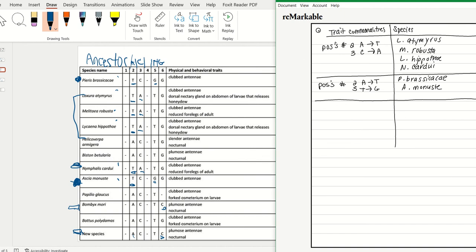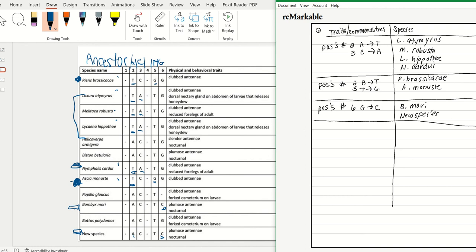Let's see, there were two more that I have a change in position six. And so we're going from a G to a C. And that was for Bombyx mori and our new species that we don't know the name of. All right. So I have that information down.